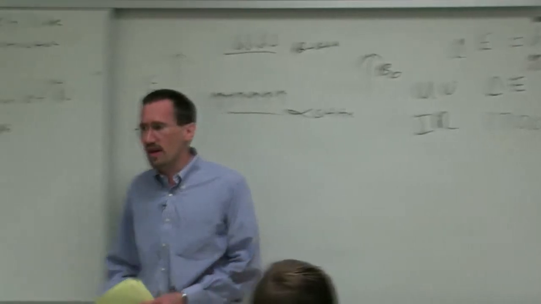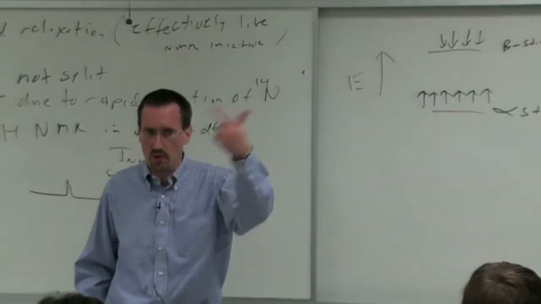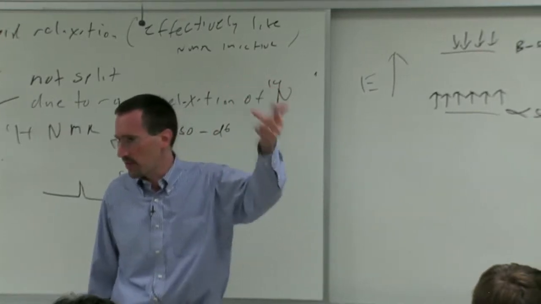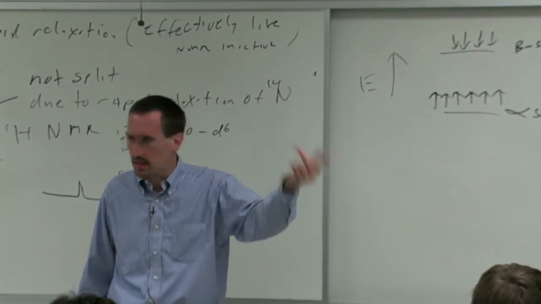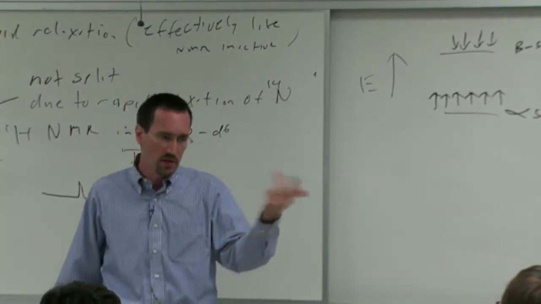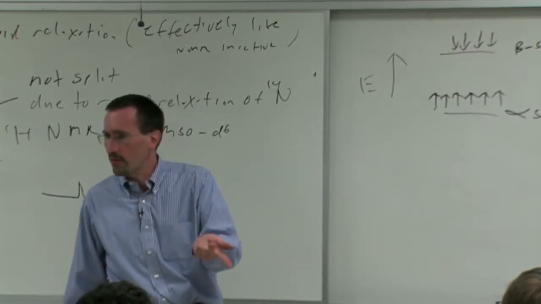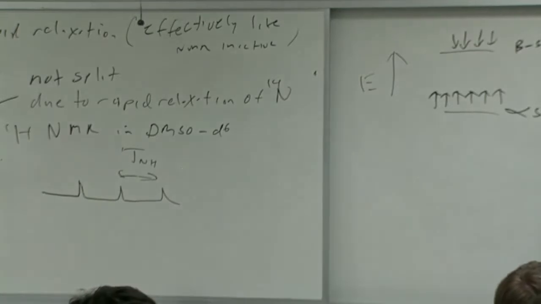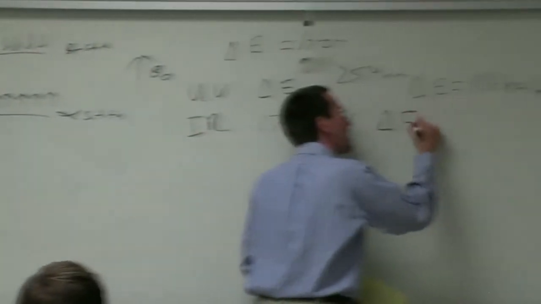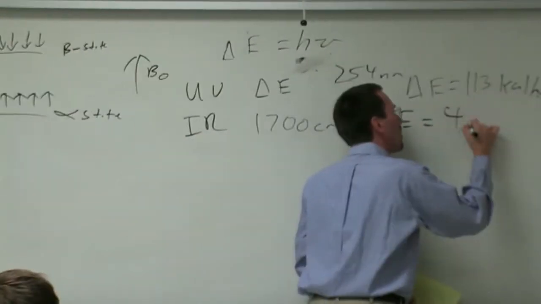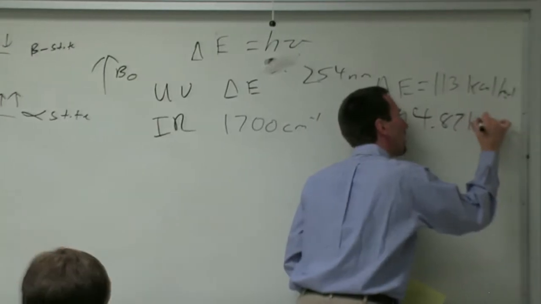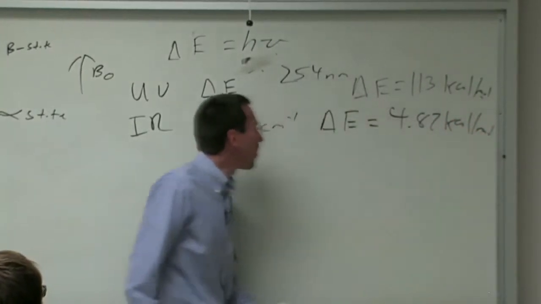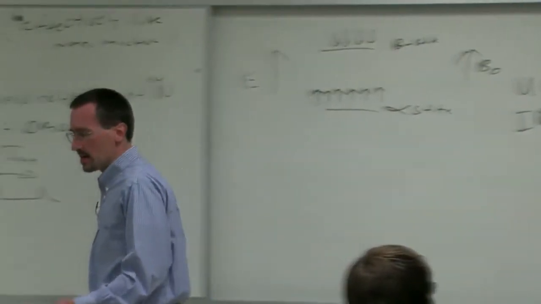We said that wave numbers was centimeters per wave, which meant your wavelength is 1/1700th of a centimeter, and that's lambda. And then you calculate your frequency out, and it's in the infrared range. And then you plug into delta E equals h nu, and you find out that delta E is equal to 4.87 kilocalories per mole. And you say, okay, that kind of makes sense.